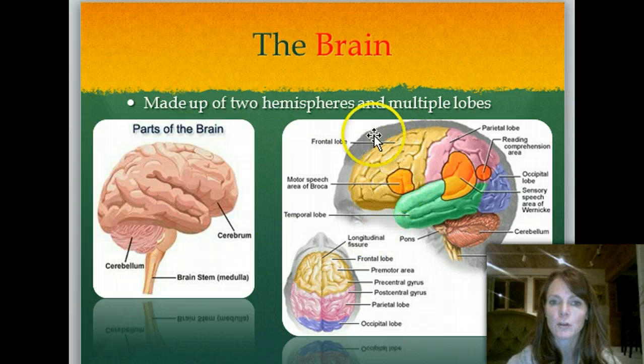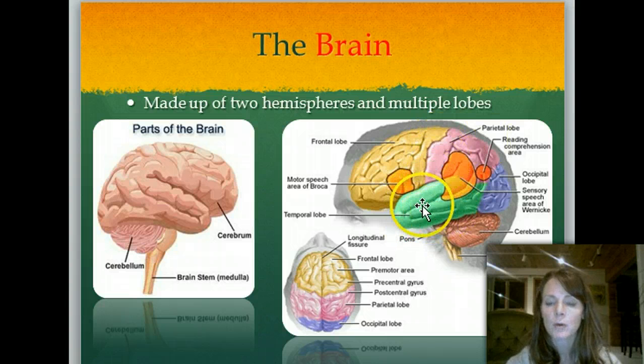So you have the frontal lobe here, it's showing that. You have the parietal lobe, up here. You have the temporal lobe in green. You have the occipital lobe, okay?